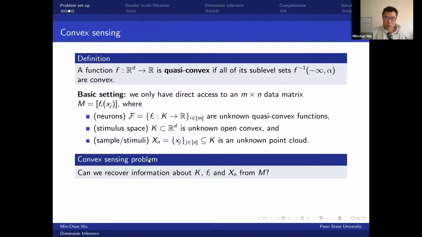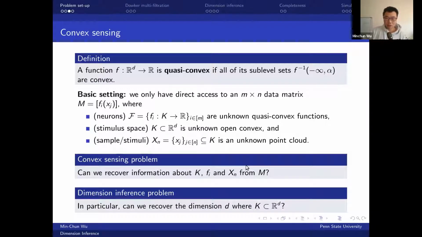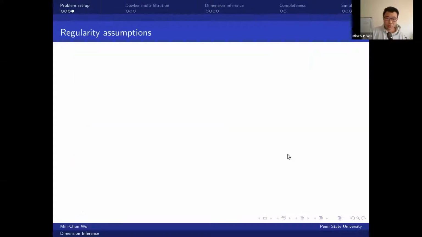And the convex sensing problem is, suppose we only have access to this matrix, which are the function values evaluated on these points. Can we recover the information about the stimulus space, the functions, and maybe the stimuli or the point cloud from just looking at the matrix? And in particular, I'm going to focus on how we recover the dimension D where the K is embedded in R^D, which is open convex. So I'm going to explain how we solve this problem in this talk.